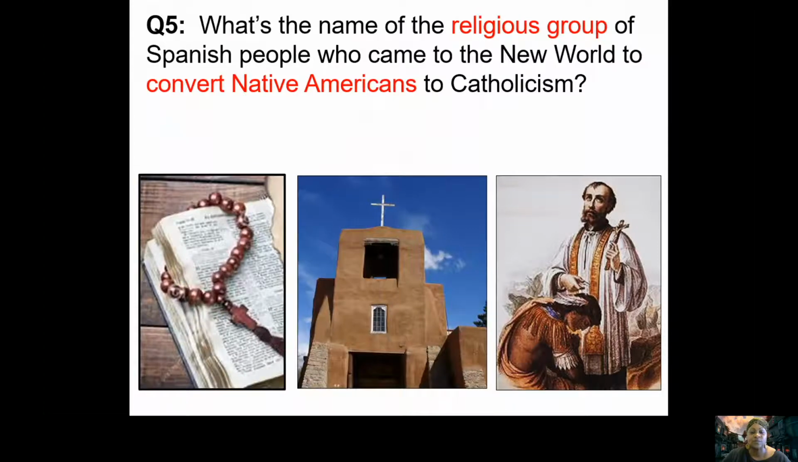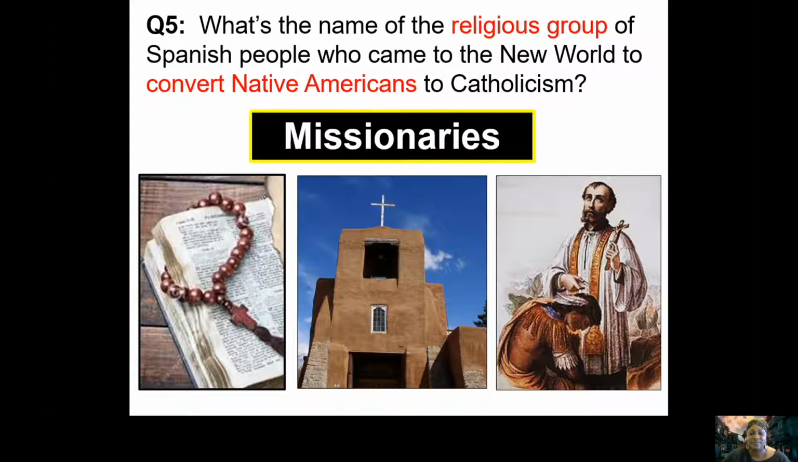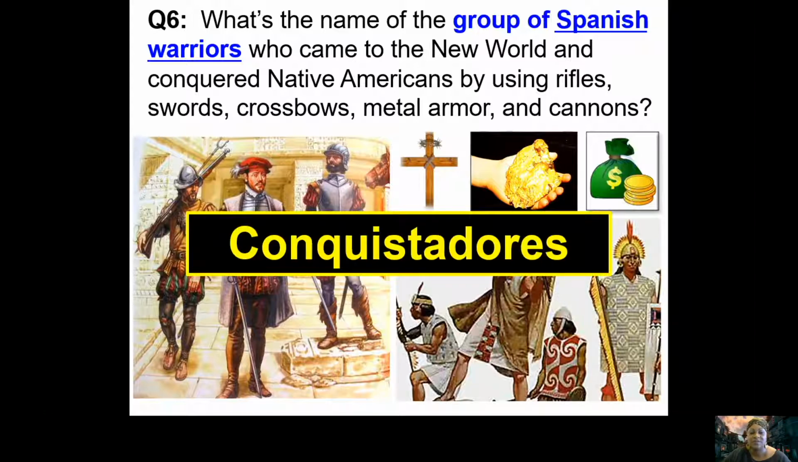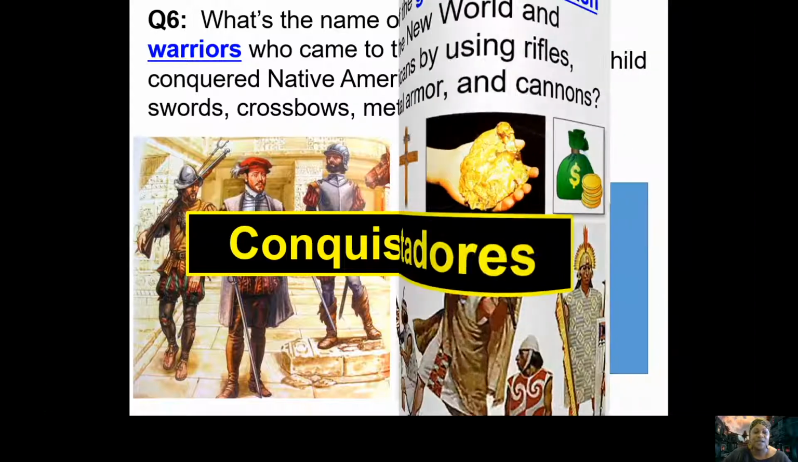Question number 5. What's the name of the religious group of Spanish people who came to the New World to convert the Native Americans to Catholicism? What is the name of the group of people? They are missionaries. Number 6. What's the name of the group of Spanish warriors who came to the New World and conquered Native Americans by using rifles, swords, crossbows, metal armor, and cannons? These people are called the Conquistadors.